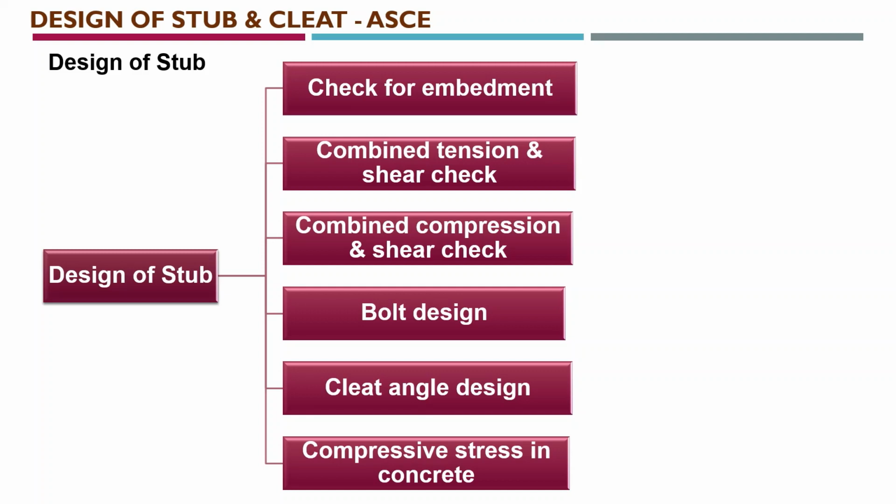So the first step is to check for embedment, combined tension and shear check, combined compression and shear check, bolt design, cleat angle design, compressive stress in concrete. These are the steps, six steps to be involved in the design of a stub. Let me look into that calculation part.